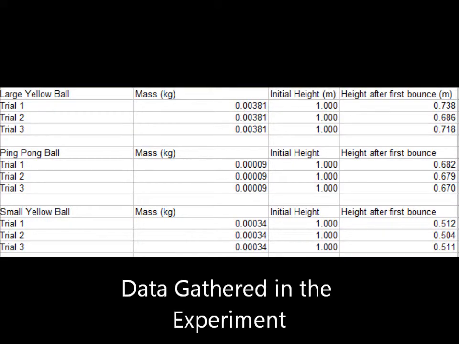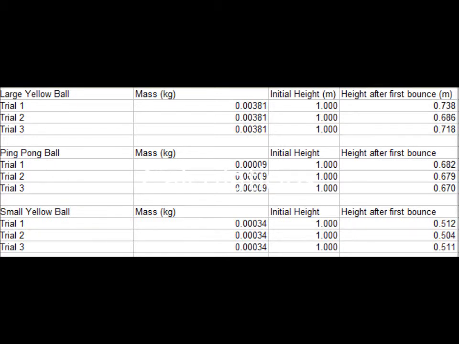Here is the data gathered from the experiment. It gives the mass of each ball in kilograms, the initial height that each ball was dropped from, and the height that each ball returned to after the first bounce.